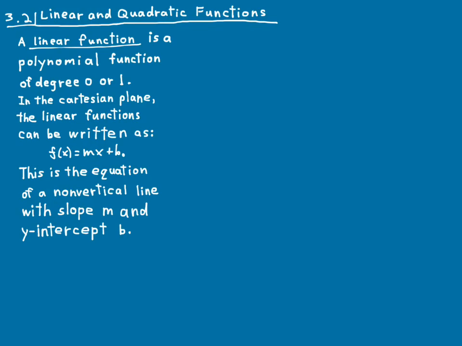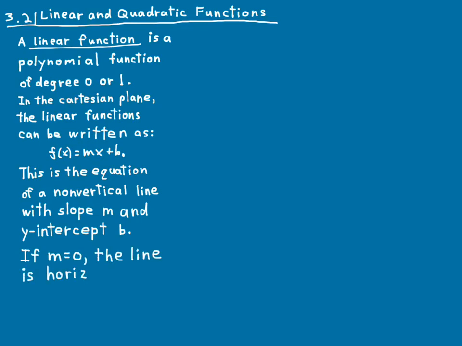Okay, the vertical lines you can't write this way, because remember f of x is y usually, and the vertical ones would be x equals some constant. So you can't have y equal to when you have x equals some constant and there's no y's in the equation, right?